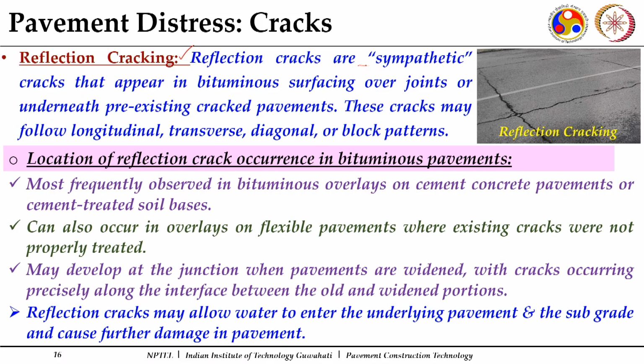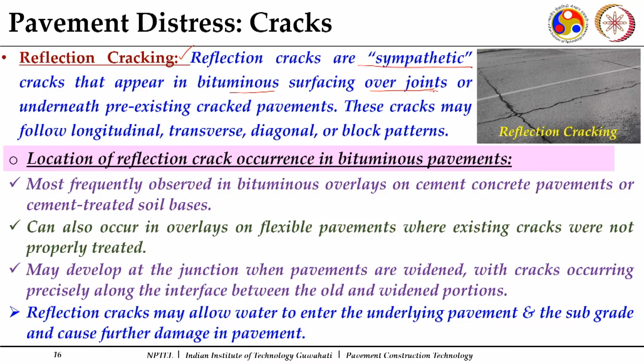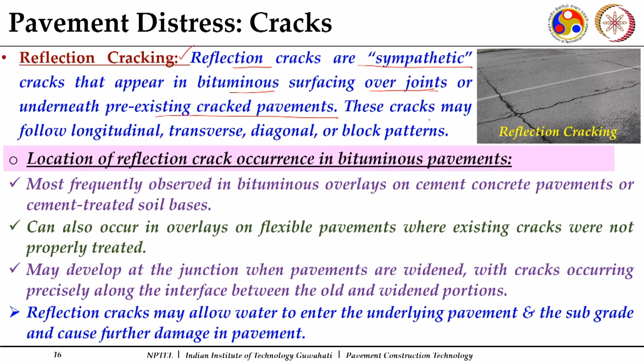These are also called sympathetic cracks because they get reflected from the underlying courses, because of the causes which are there in the underlying courses. They appear in the bituminous surfacing, especially over joints. If we put a bituminous mat over an existing concrete surface, they can occur over joints or over pre-existing cracked pavements. If the existing pavement already has severe cracking, which may be alligator cracking or transverse cracking, and that gets reflected on the top, we call it reflection cracks.